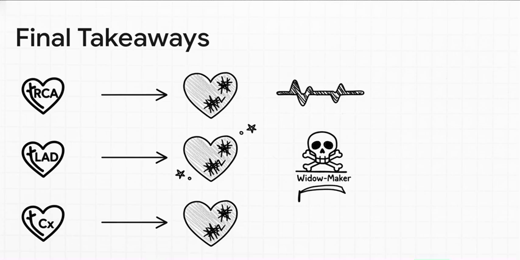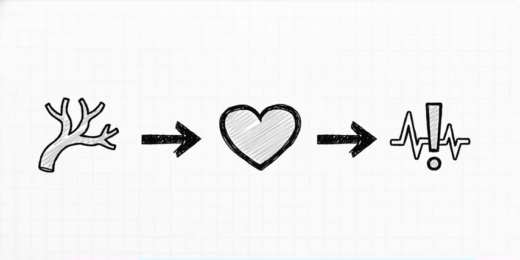1. RCA leads to an inferior MI with possible bradycardia. 2. LAD leads to an anterior MI, the widowmaker. And 3. Circumflex leads to a lateral or posterior MI. If you can write these 3 lines from memory, I promise you will master these questions. You've totally got this. So remember this simple flow. Know the artery, and that will tell you which wall is affected, which then tells you what signs to look for.